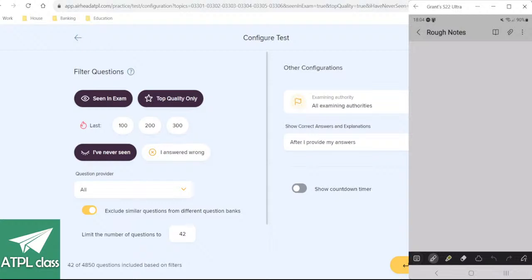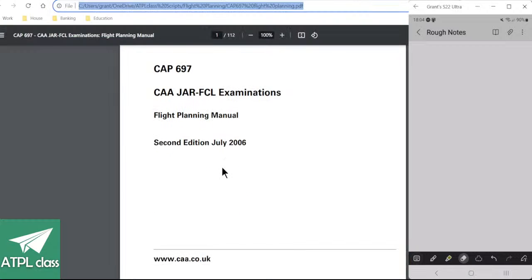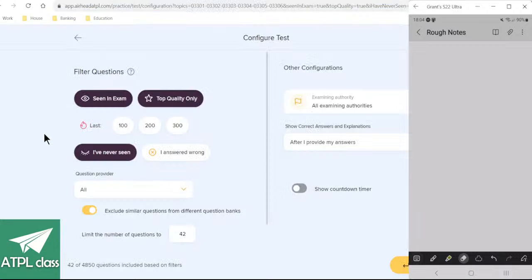I've got my phone connected for some rough notes. I've got other things ready to go: a calculator, a CRP5, the Jepson student manual, and on the other tab on my computer I have the CAP 697 document ready to go. I'm not going to mess around. I'm going to try to get through this at a reasonable speed and try not to make as many mistakes as I did last time.